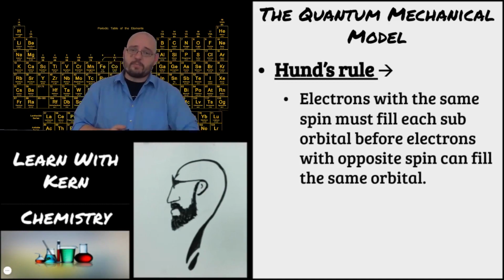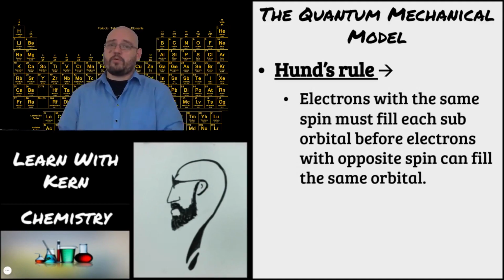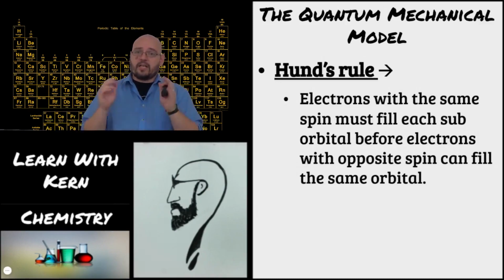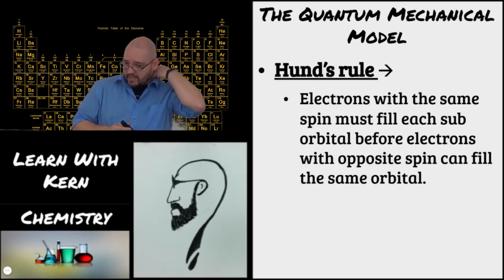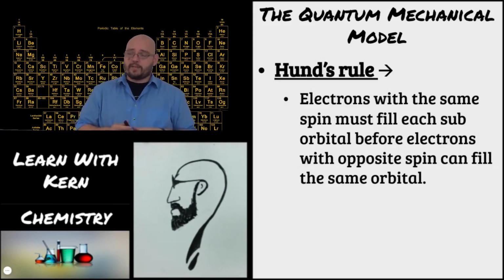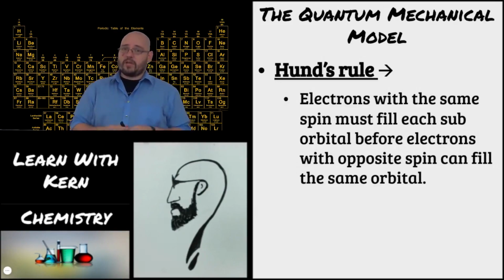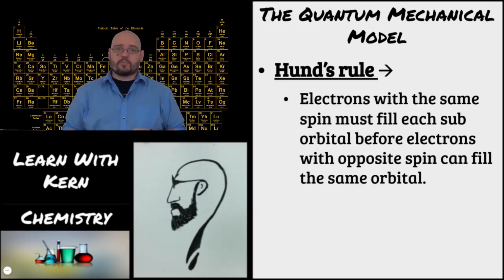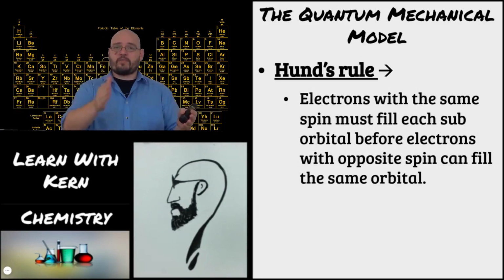Electrons with the same spin must fill each suborbital before electrons with opposite spins can fill the same orbital. So what that means is, let's say that you're going off to college and you're going to go into your dorm and you go potluck, and you get to pick where you're going to be and who your roommates are going to be. This isn't the way it actually works, but let's just say that you get to pick. Well, most people, if given the opportunity, would have a room by themselves. So everybody's going to walk in and pick, that's going to be my room, that's going to be my room. Each person picks a room by themselves. But not until all the rooms are filled do people start pairing off and having roommates.